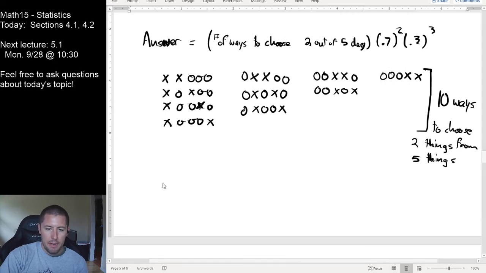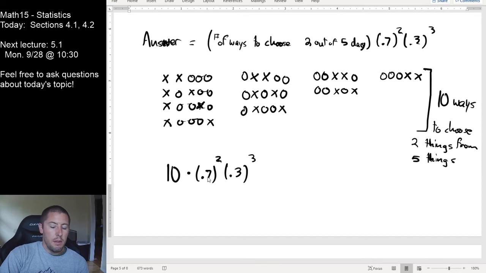And so what I'm thinking I'm going to get for my final answer here is 10 times 0.7 squared times 0.3 cubed. So this is the probability of success to the power of the number of successes times the probability of failure to the power of the number of failures. Sorry, I keep saying my words terribly here. I'm going to get this right this time, I swear.